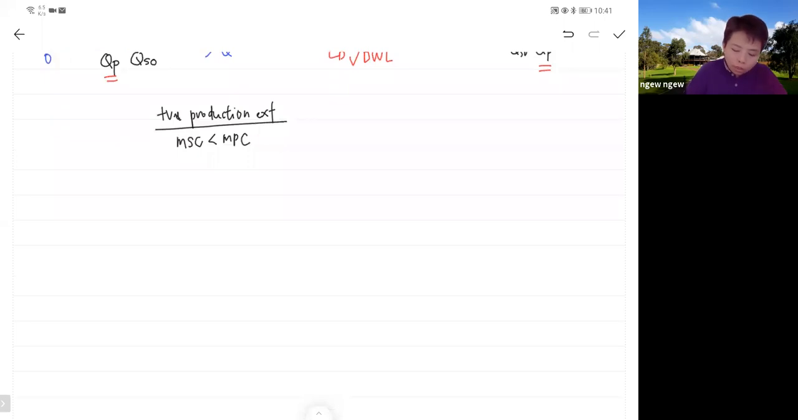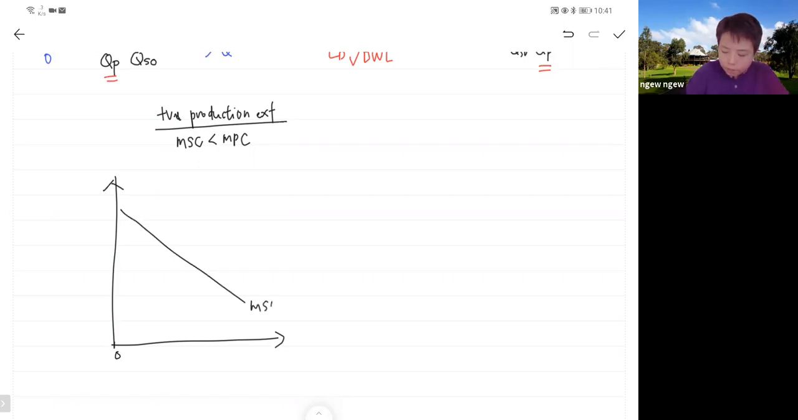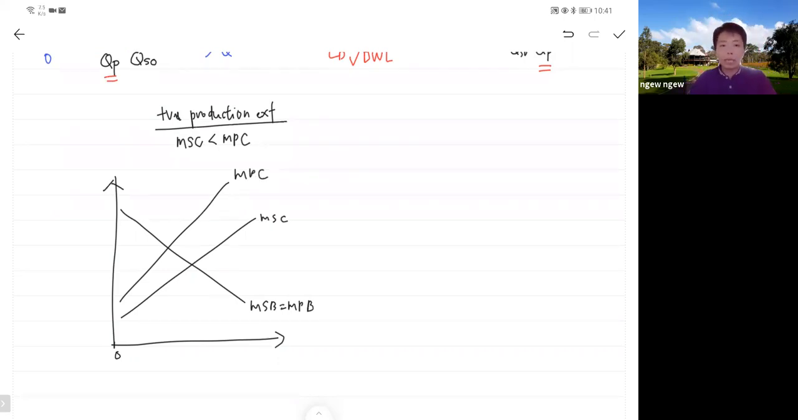So again, we draw the diagram, and we have the ceteris paribus assumption as well. Ceteris paribus, as in we assume that there is no externality from the consumer side. MSB equals MPB. And now we draw two diagrams. We just need to swap the position. This time around, MSC is lower, MPC is higher. But the steps in identifying the socially optimum level will be the same, okay? Let's identify the socially optimum level of output first. MSC equals MSB.